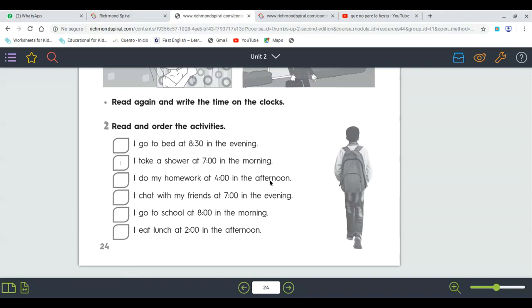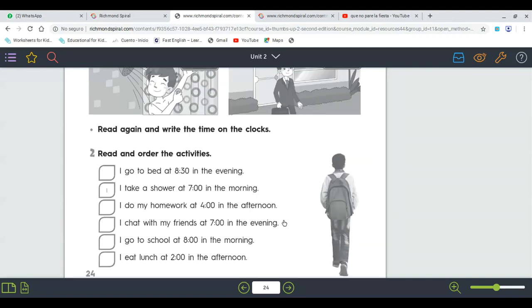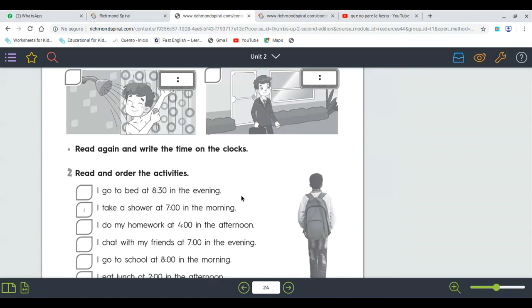Veamos qué acciones se realizan en la tarde. Afternoon, afternoon. ¿Cuál irá primero, el 2 o el 4? Según la zona horaria, va primero el 2. I eat lunch at 2 o'clock in the afternoon. Bien tarde, almuerzo. Esa es la acción número 3. Well, and at the end, you are going to check it out the evening.